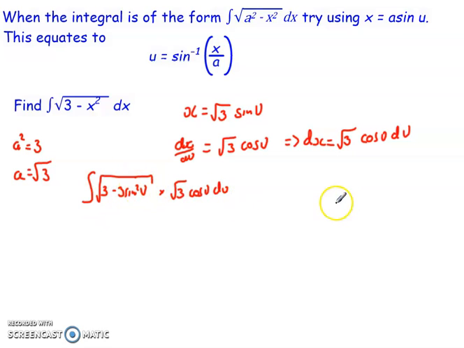Now if I focus on the square root here, what I can do is take out 3 as a common factor, and I'll end up with the square root of 3 bracket 1 minus sine squared u.